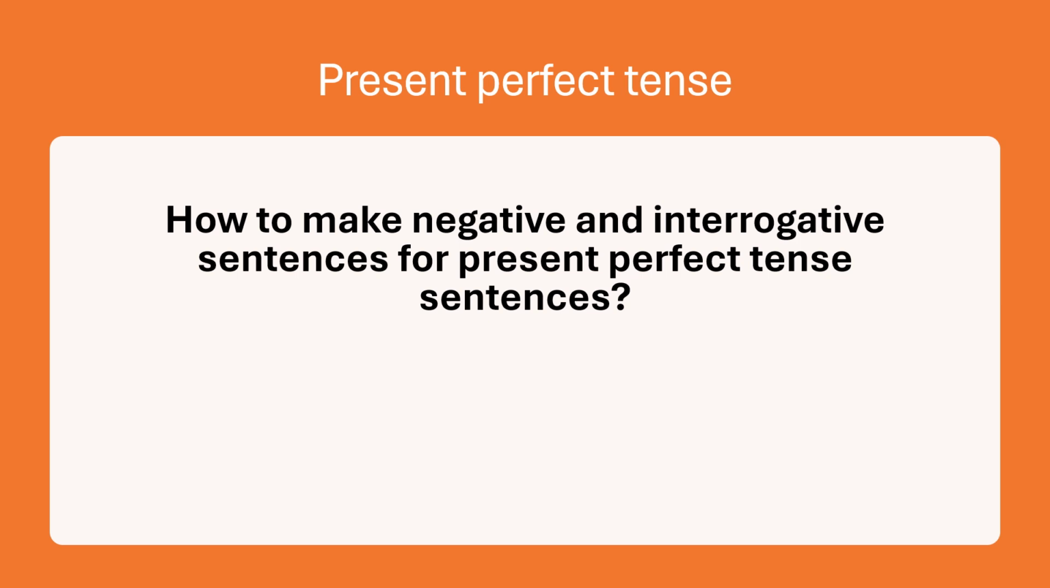Today we will discuss present perfect tense and how to make negative and interrogative sentences for present perfect tense. The present perfect tense describes actions that occurred at an unspecified time in the past and relevant to the present or have effects on the present. It is formed using the auxiliary verb have or has and the past participle of the main verb.